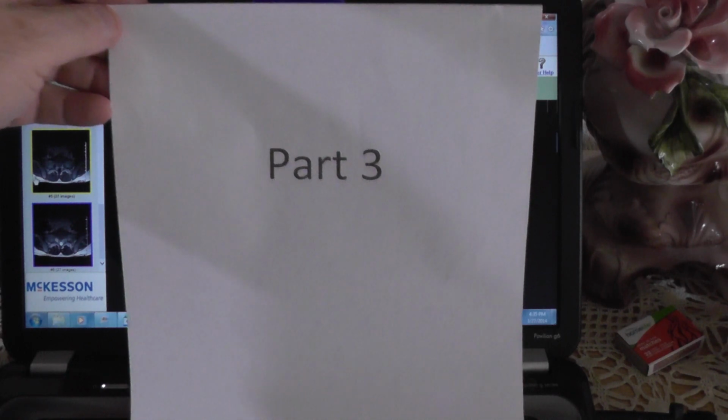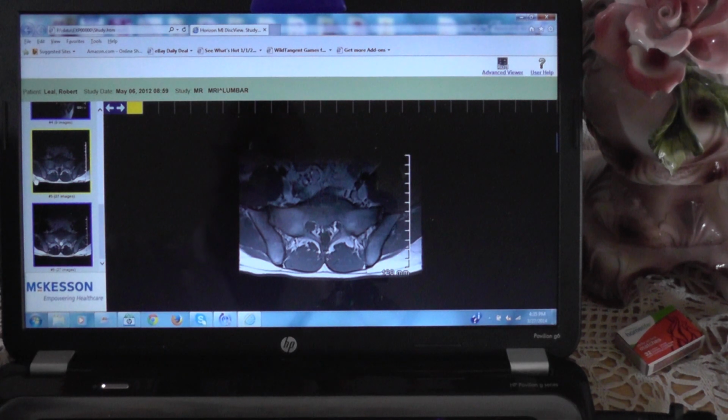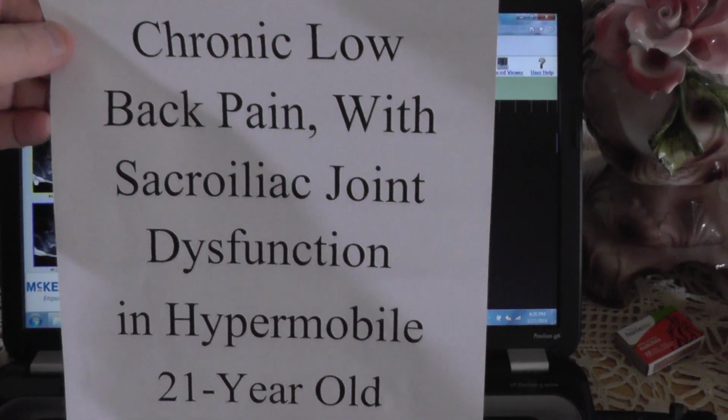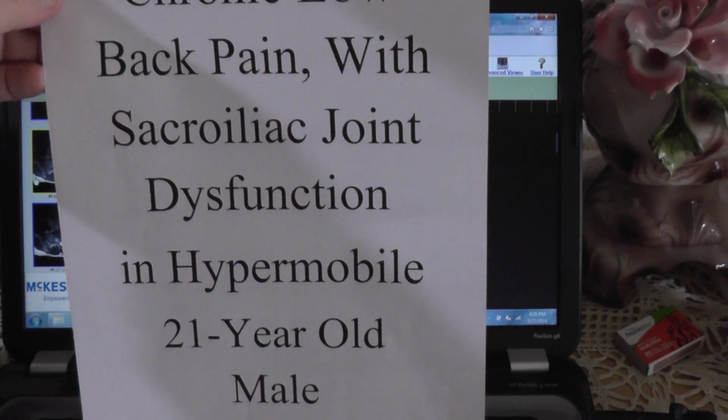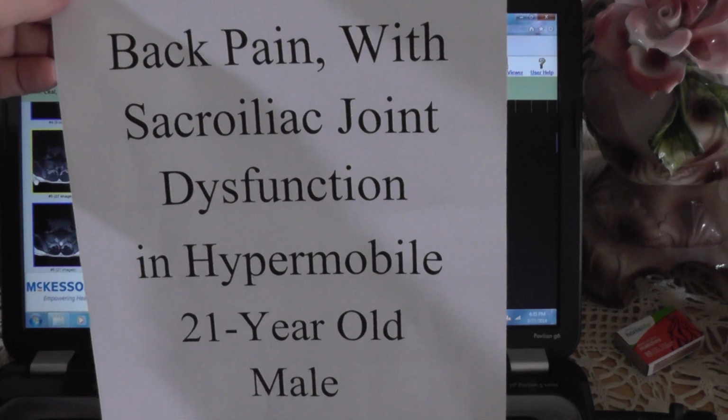This is part 3 of our case titled Chronic Low Back Pain with Sacroiliac Joint Dysfunction in a Hypermobile 21-year-old male.